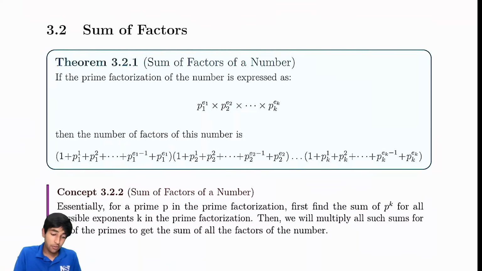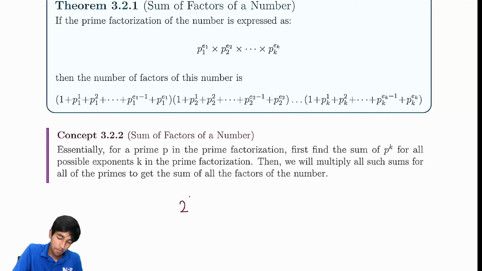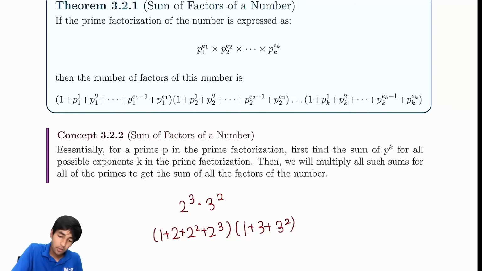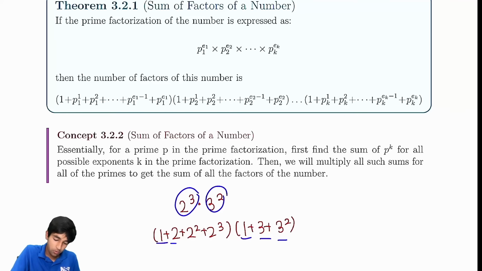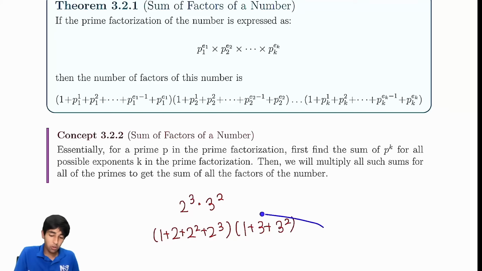And there's some other tricks for sum of factors. So for example, in the same example, 2 cubed times 3 squared, we just do 1 plus 2 plus 2 squared plus 2 cubed, and then we multiply this by 1 plus 3 plus 3 squared. Right, we look at 3 squared: 1, 3, and 3 squared. We look at 2 cubed: 1, 2, 2 squared, 2 cubed. And we just multiply that.